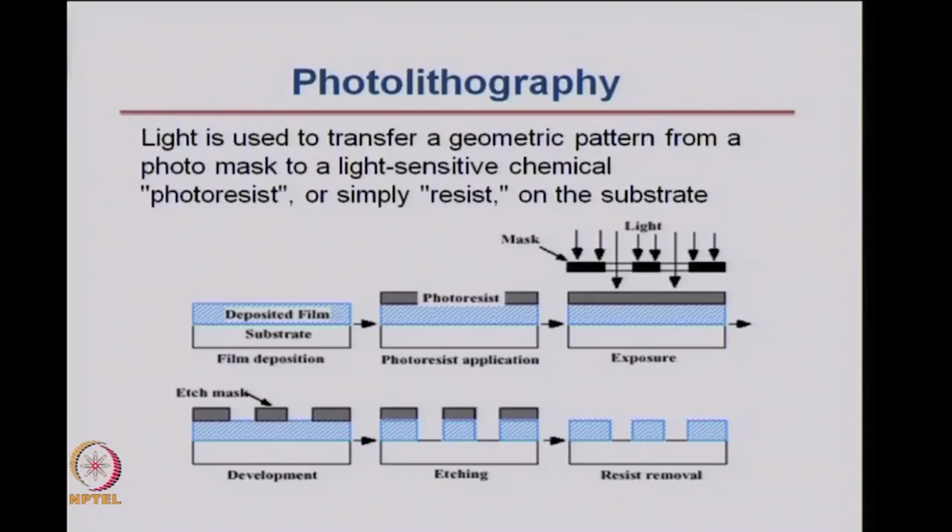on top of it. Now, if you consider photolithography, in photolithography you use light to transfer the pattern from a photo mask to a light sensitive chemical which is called the photoresist or just a resist on the substrate. So, you have a substrate and on that you first have to deposit a film. That is the first step in photolithography. You start with a substrate and then you deposit a film.